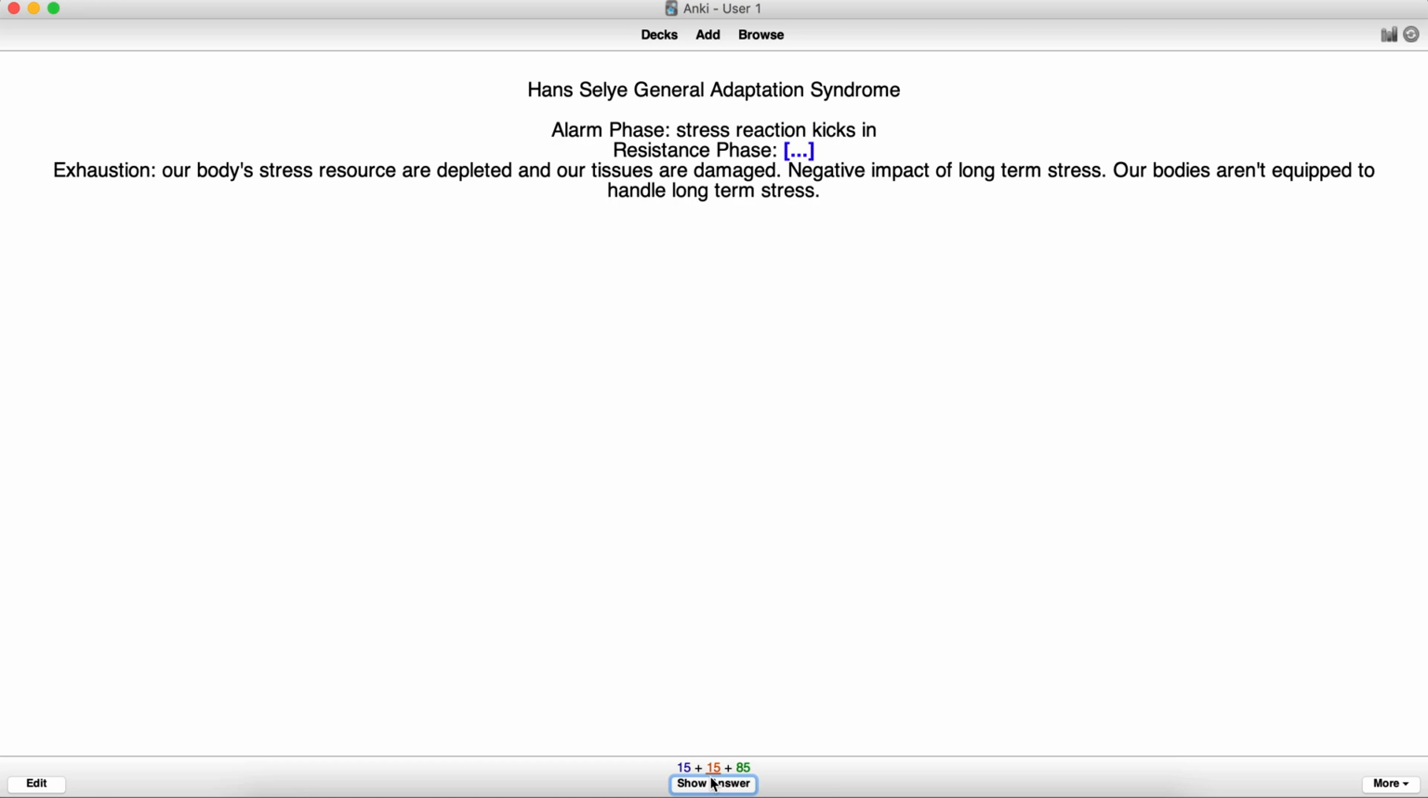Resistance phase. This is part of Hans Selye's general adaptation syndrome, and the resistance phase is when you're, come on. Increased blood pressure? No. Resistance phase.